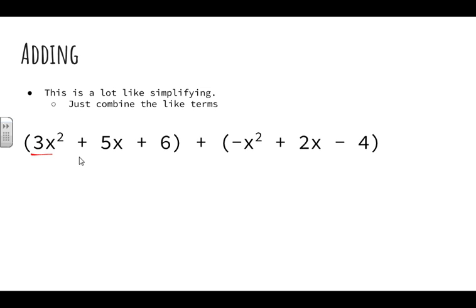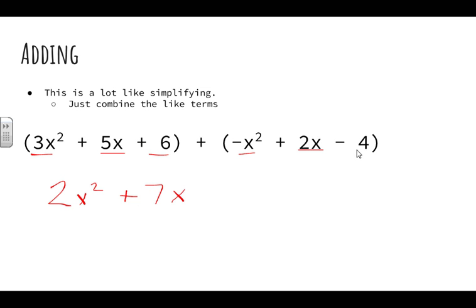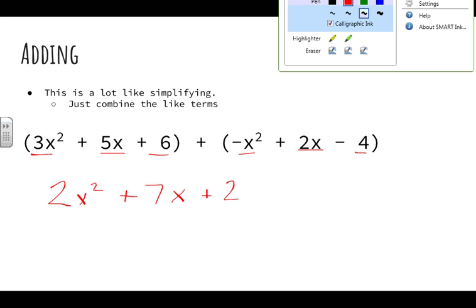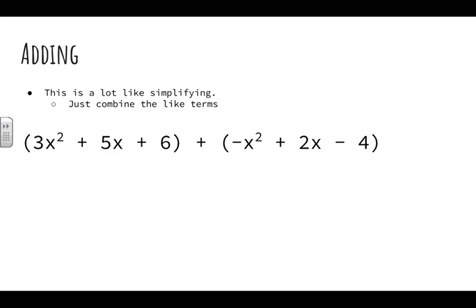So we can add our x squared terms. 3x squared plus negative x squared will give us 2x squared. Next, we can add our x terms. So 5x plus 2x is 7x. Finally, we can add our numerical terms. So 6 plus negative 4 is positive 2. So this is our answer, 2x squared plus 7x plus 2. All right, that looks a lot like what we did before, I hope.